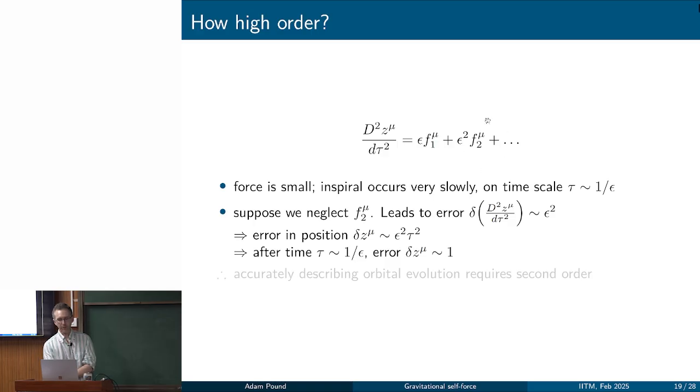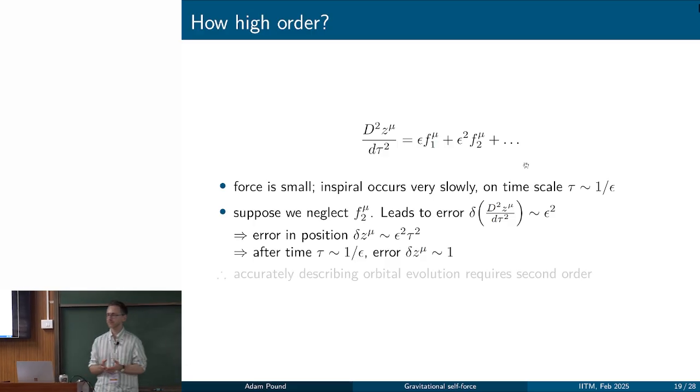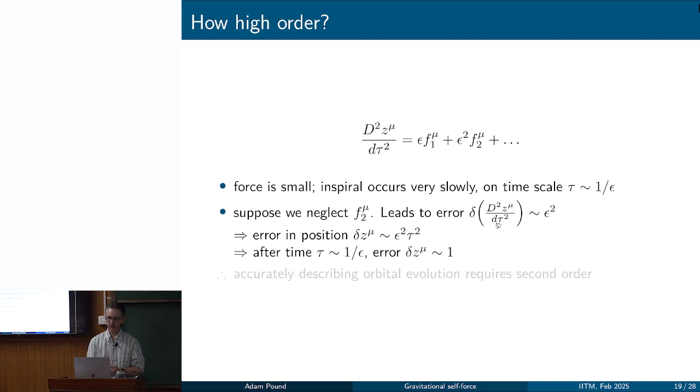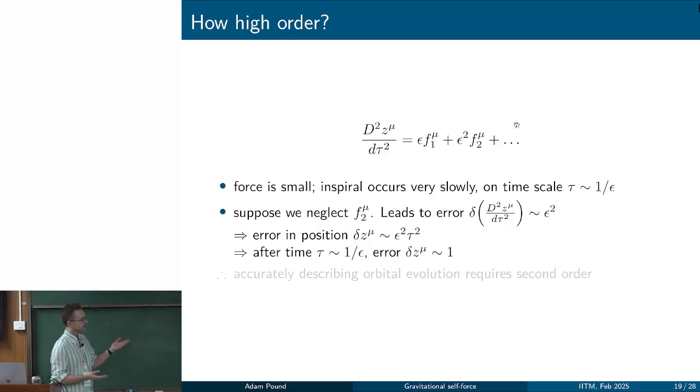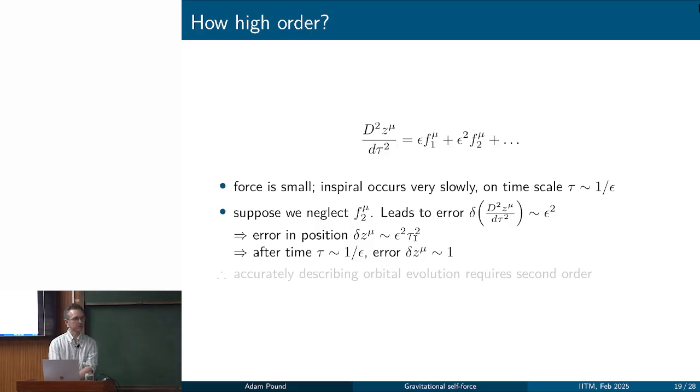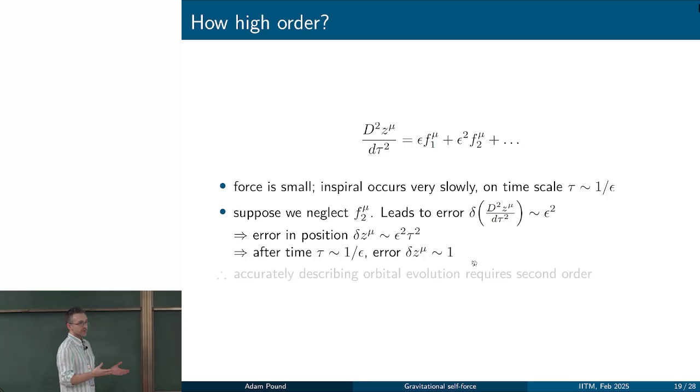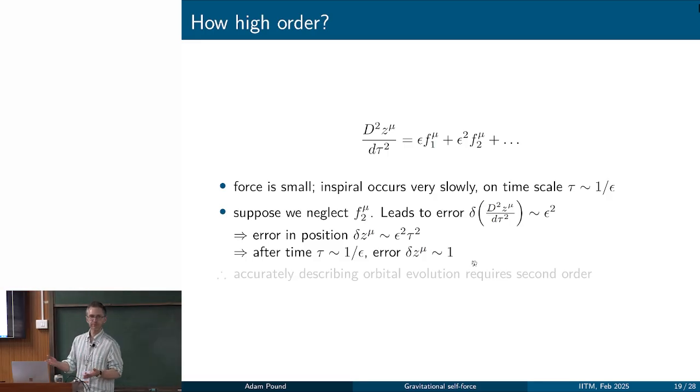Now, what I'm going to explain is why I'm specifically going to second order. Why do we need this second order term? So suppose we neglected this second order term. We would then have an error in our acceleration of order epsilon squared, because we'd be throwing away this term. Now, if you just very naively integrate twice, this error in the acceleration is going to lead to an error in position of order epsilon squared times time squared. And if we're looking at time scales of order 1 over epsilon, well, this error in the position is of order 1. And if you have an error of order 1, that's unacceptable for gravitational wave source modeling.